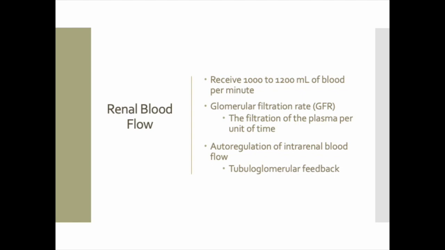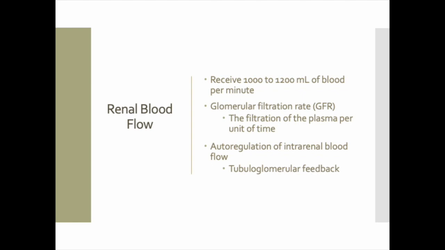So when your GFR and your sodium concentration increases, then those macula densa cells are going to say, hey, afferent arteriolar vasoconstriction needs to happen. They're going to stimulate this vasoconstriction. It's going to then decrease the glomerular filtration rate. But the opposite happens whenever you have a decrease in GFR and sodium concentration at the macula densa.